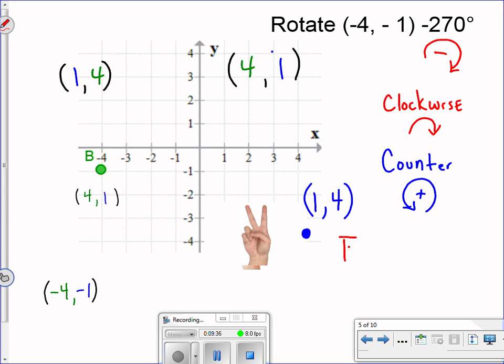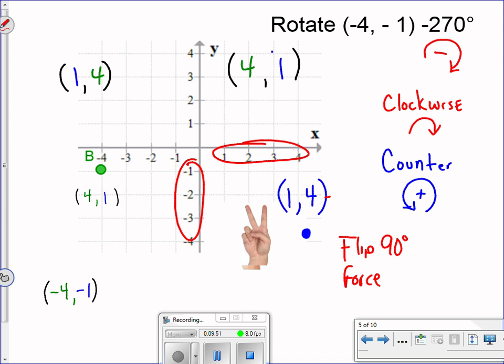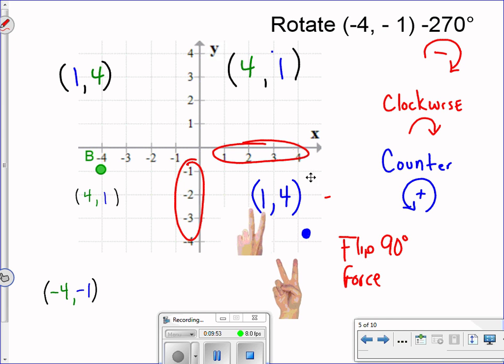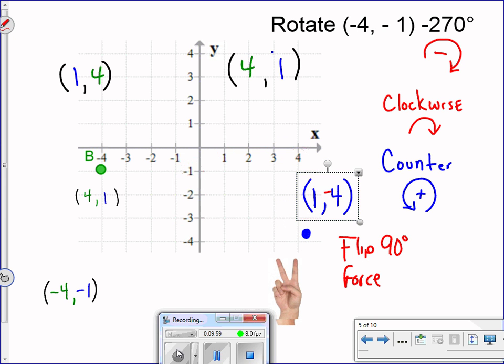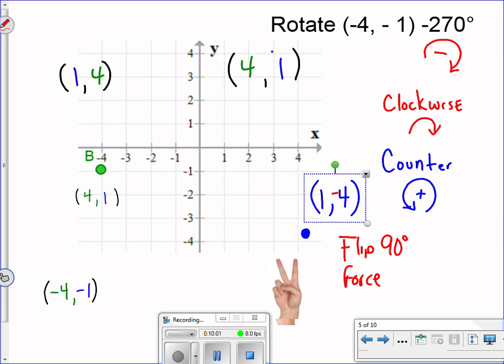So I flip the coordinates every 90, and then I force the signs on the numbers for the quadrant they live in. Now I know in this quadrant the x's are positive and the y's are negative. So let's put a negative on the y, and that point right there represents 1, -4. That 1, -4 represents the point that's rotated all the way over here. And so that's a 90 degree rotation for that, or a 270 degree rotation for that thing.